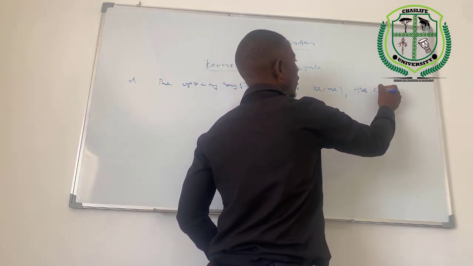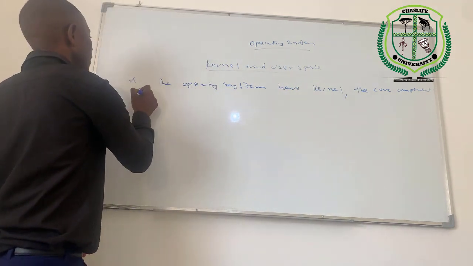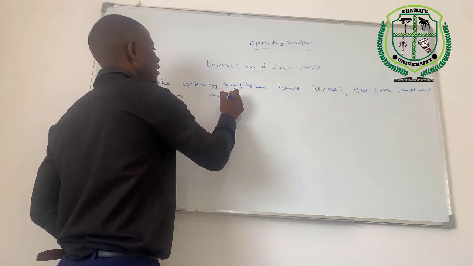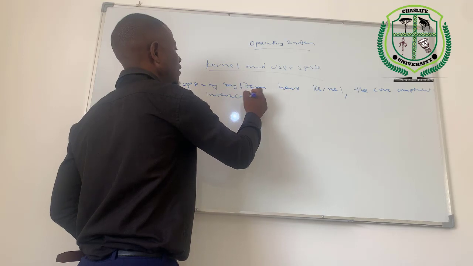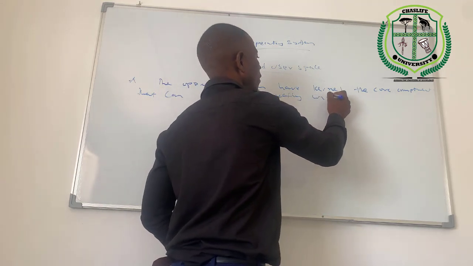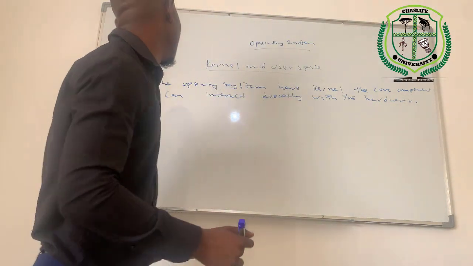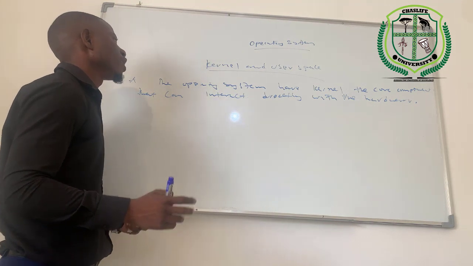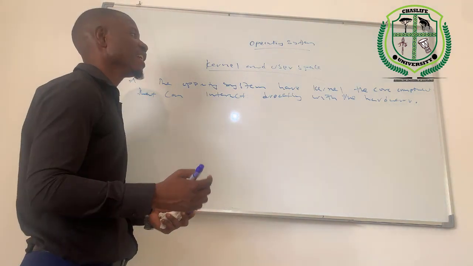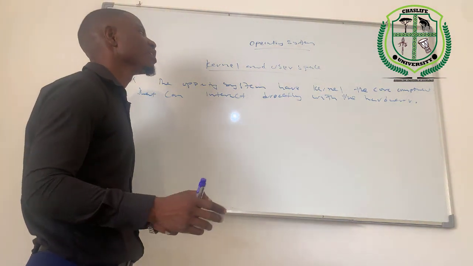So the kernel is the core component that can interact directly with the hardware. The operating system has got a kernel, and it can interact directly with the hardware.